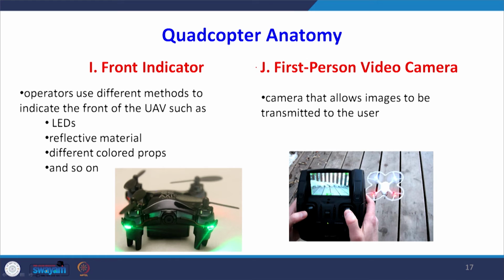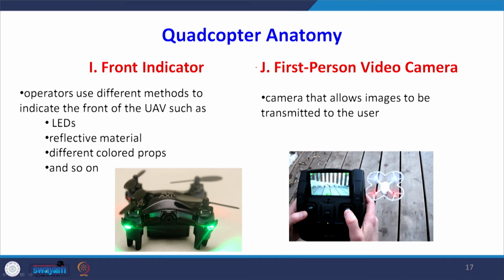So as I explained the motion, front and back motion, left and right motion, it is important we define which side is the front, because all the four wings are similar. So this front indicator LED light will give us the idea that this is the front side of the quadcopter.